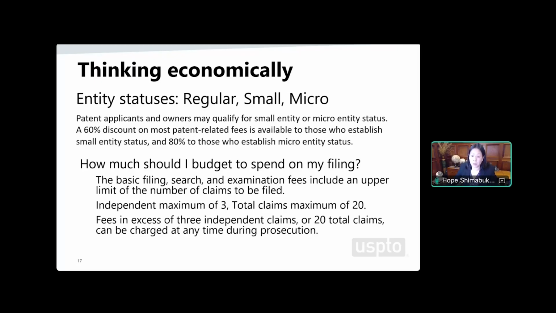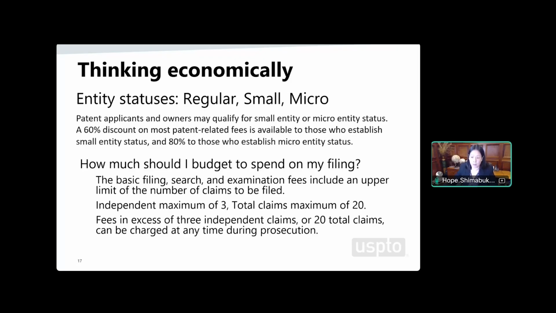So as of October 17th of last year, 2024, each independent claim in excess of 3 is $480 for a regular entity, $192 for a small, and $96 for a micro. And these are subject to change, so please refer to USPTO.gov for our latest fee schedule.